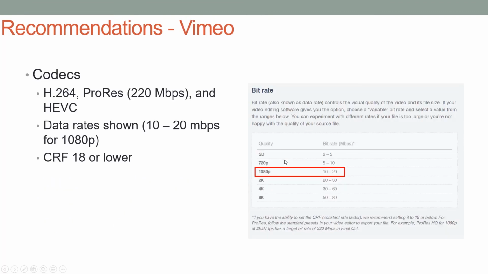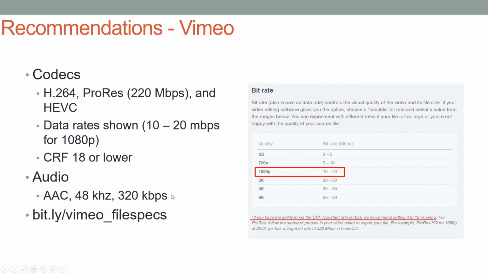Vimeo, another popular site, they're saying 10 to 20 megabits per second for 1080p, right along with our recommendations, or you can use CRF 18 or lower, which they talk about down here. And those are the audio specs.